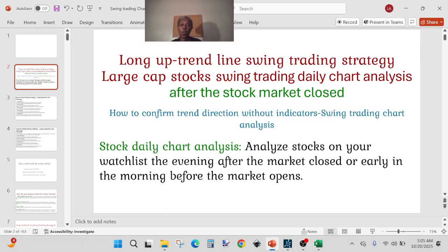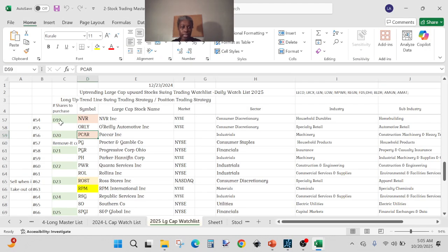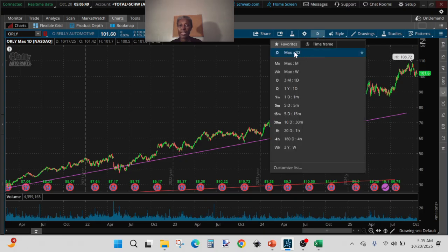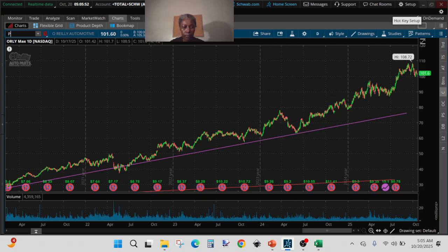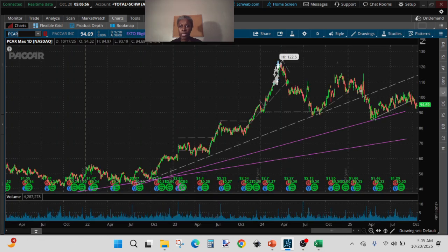Hello, how to confirm trend direction without indicator. Swing trading chart analysis. We have our stock watch list here of large cap growth stocks, upward stocks, and we are going to analyze two of them. The first one is PCAR. Using Thinkorswim platform, maximum daily chart, we are going to analyze PCAR as of today, October 20, 2025.